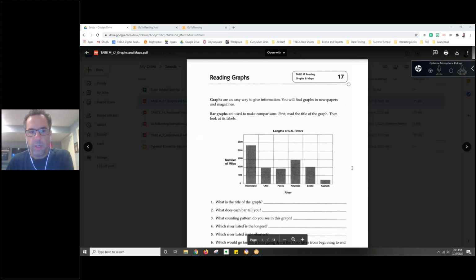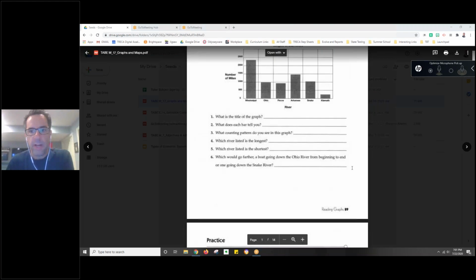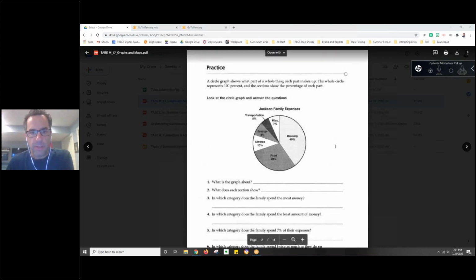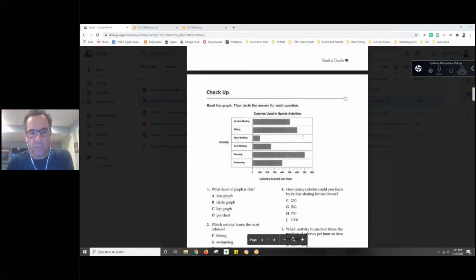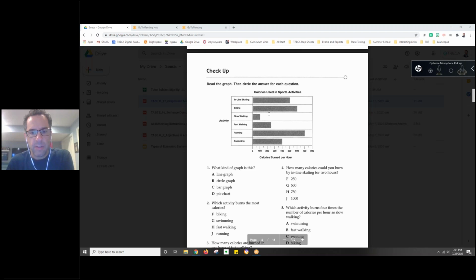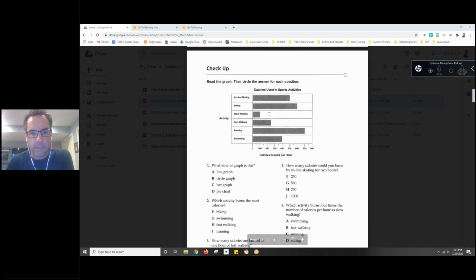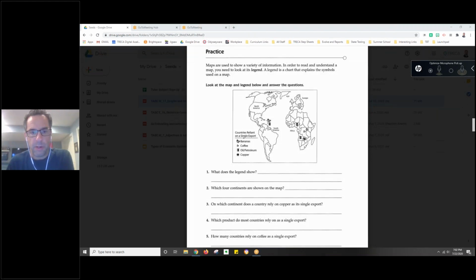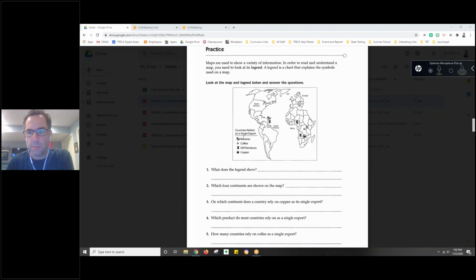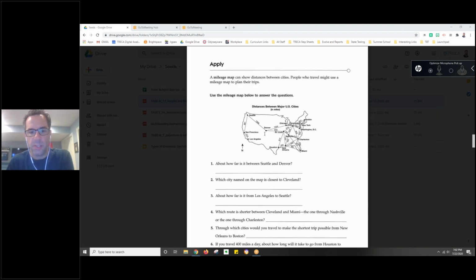So we did a bar graph. We practiced on a circle graph. We did a line graph. We did some questions on this bar graph here. We read a map. We did some practicing on this map with the legend, which is this little part down in the bottom left of the map. And then we talked about distances between US major cities in this mileage map.